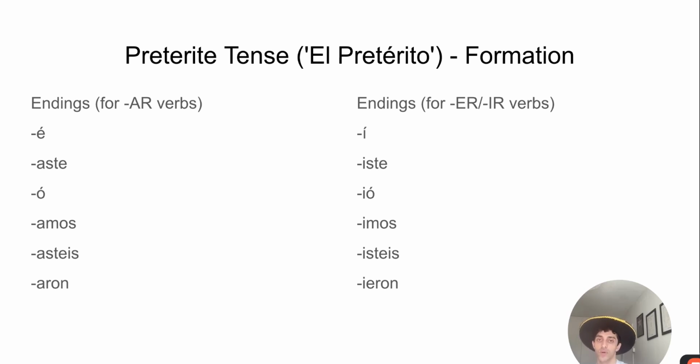And on the right, we have the set of endings for ER and IR verbs. So both ER and IR verbs, again, have the same set of endings as each other, but those are importantly different from the endings used in the preterite tense for AR verbs. And those endings for ER and IR verbs in the preterite are í, iste, ió, imos, isteis, ieron. So it's important, of course, to know both sets of endings. Do note as well the accents on the first person singular and third person singular forms in the preterite tense for both sets of endings.